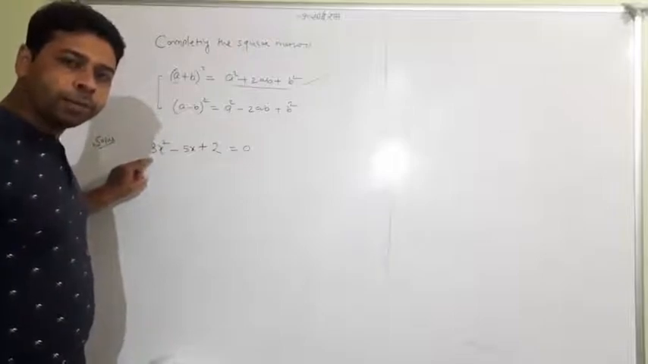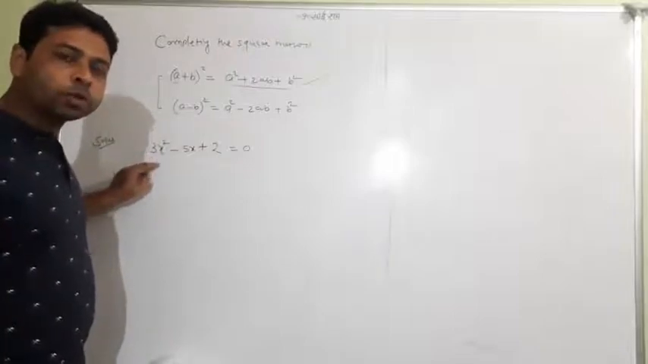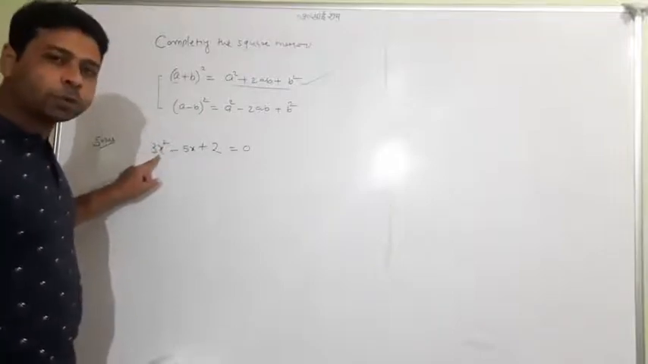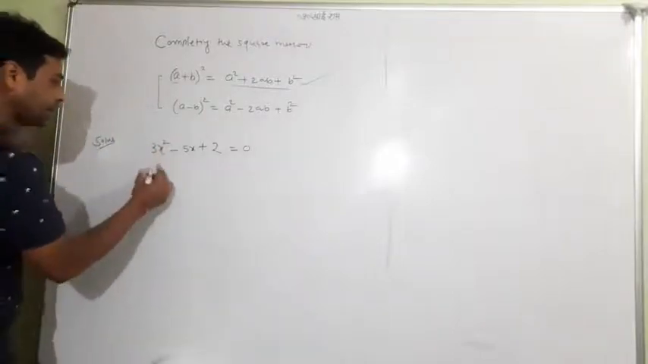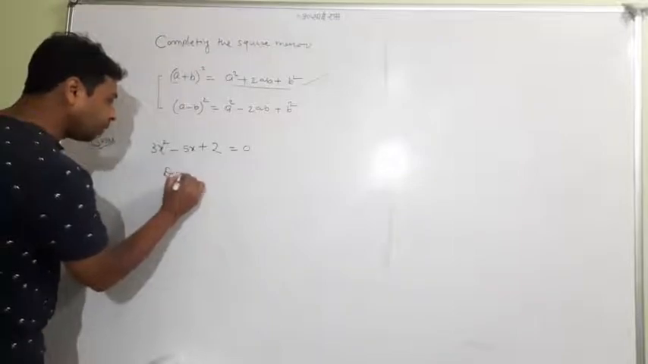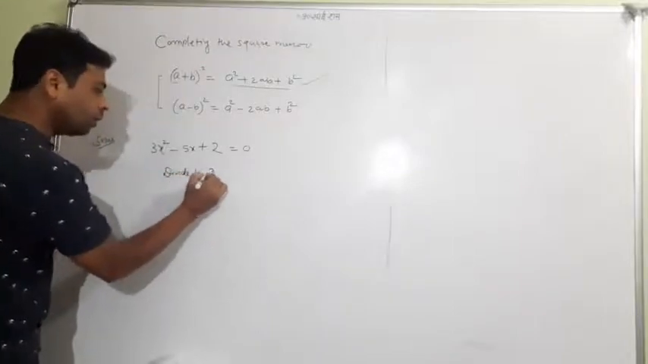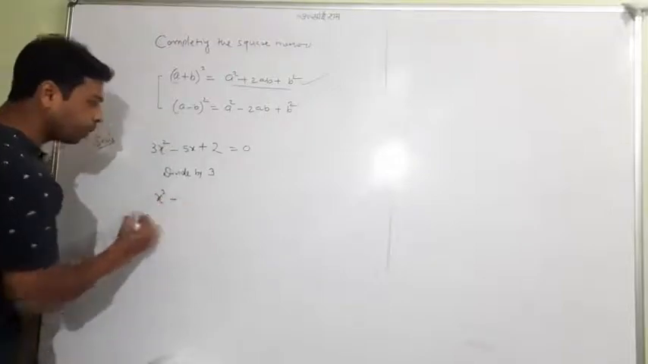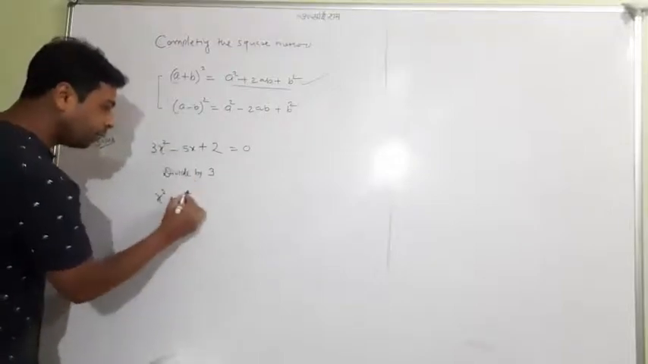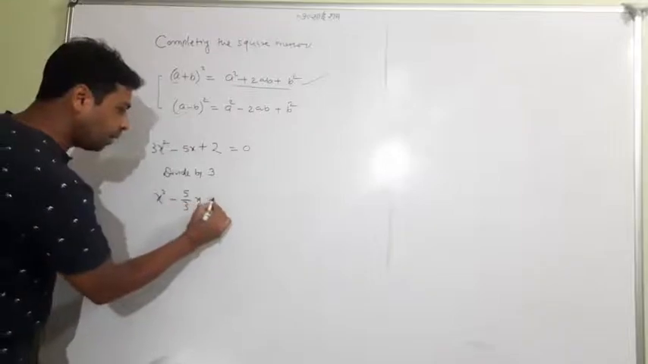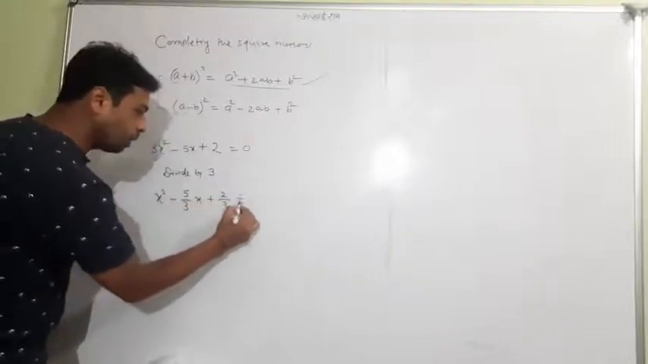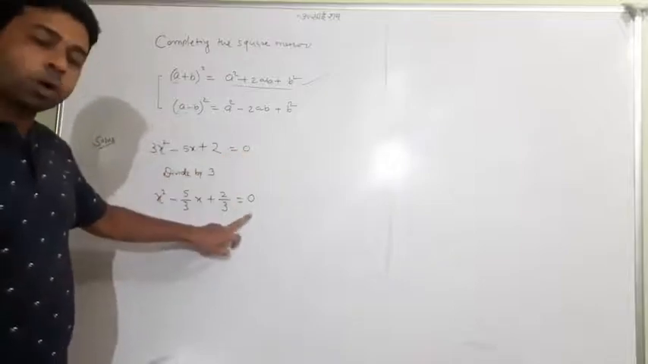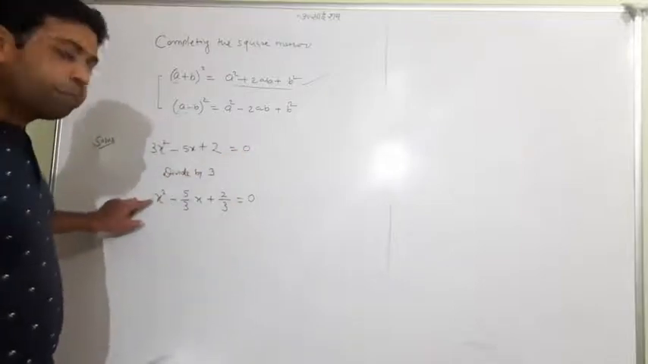How can it be 1? You have to divide by 3. So keep in mind, whenever any coefficient comes along with x square, you first divide by that. So just write here: divide by 3 in the whole equation. It will automatically be x square. Divide by 3, it is 5 by 3 and it is 2 by 3. That is very simple. You divide by 3 all the way. 0 by 3 is again 0, and now it is alone.